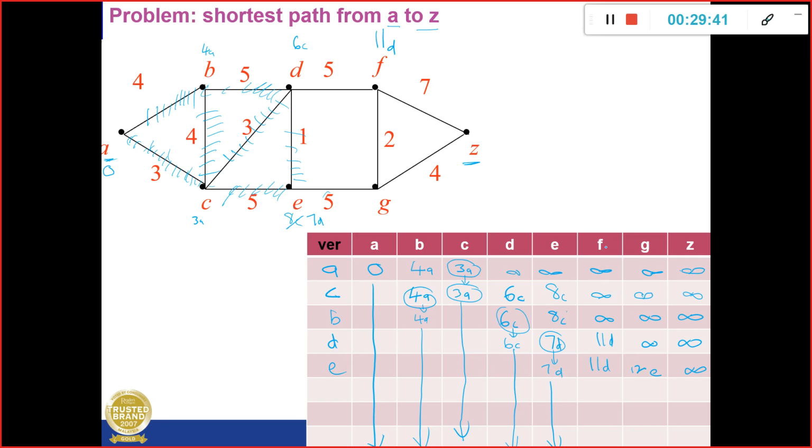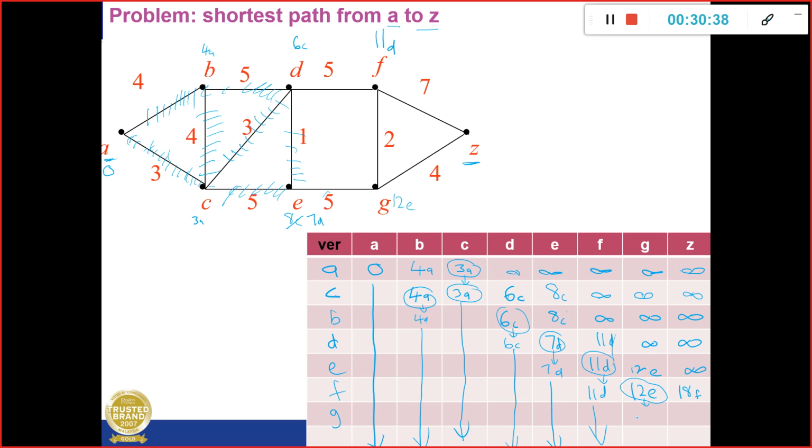Between 11 and 12, of course, F has the smallest number. This one is F, and F is 11D. So from F, what is adjacent? 11 plus 7 is 18, which is definitely lower than infinity. So 18F. F to G is 11 plus 2. Sorry, G is actually 12E here. So 11 plus 2 is 13. 13 is bigger than 12, so you ignore that. You still put 12E. Now you have a 12 and 18. The lowest number is 12, so you put here G.